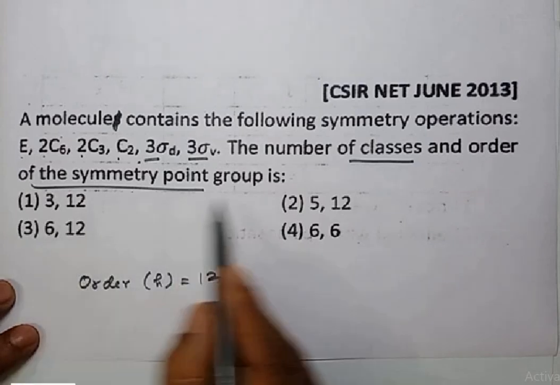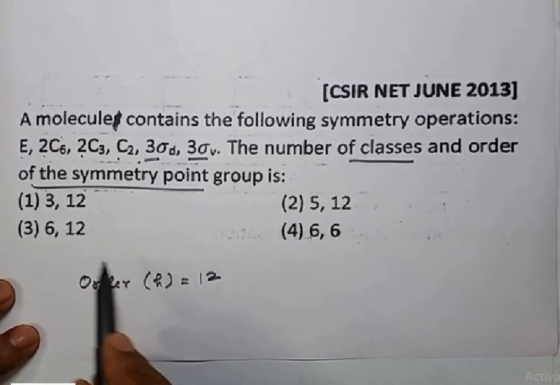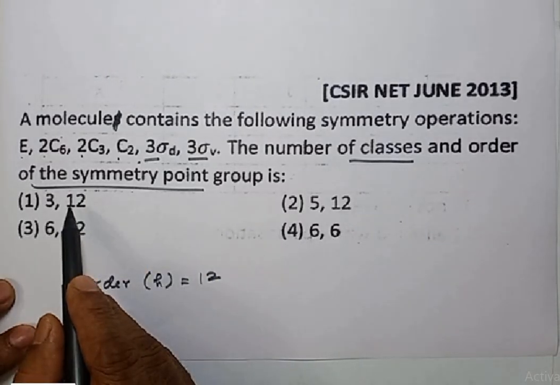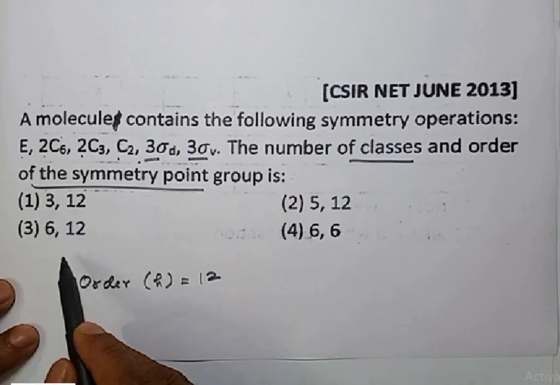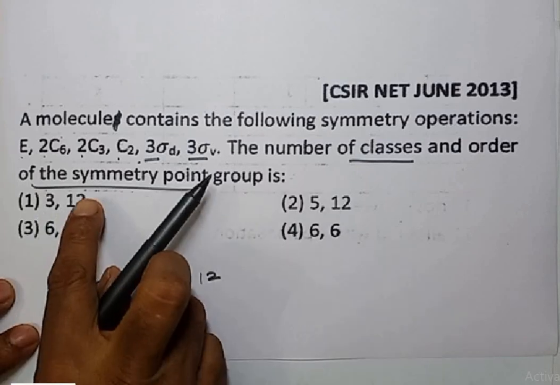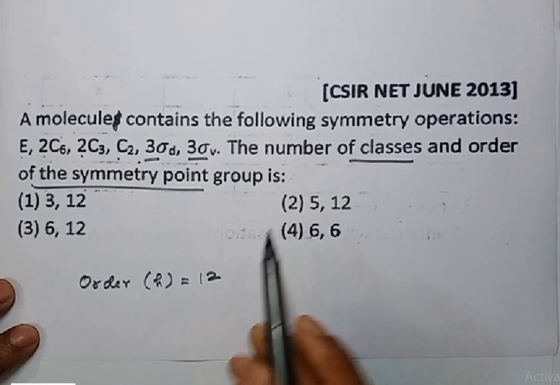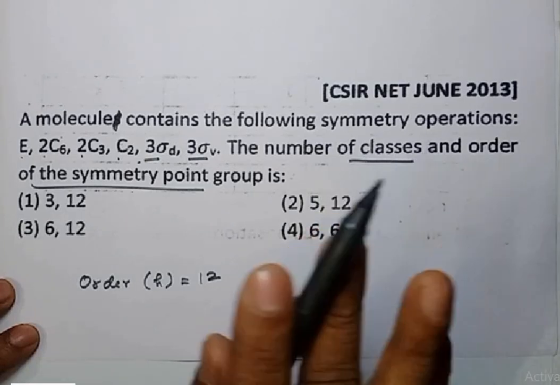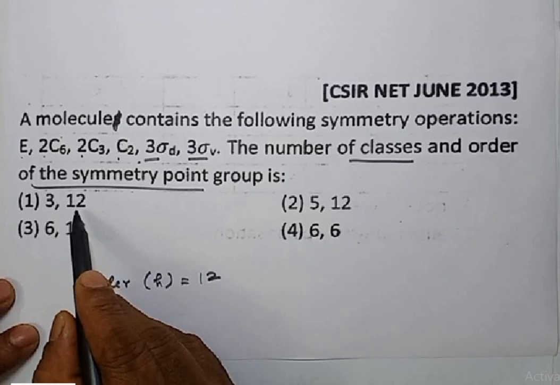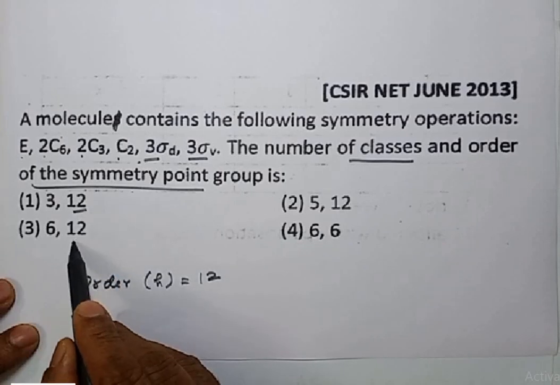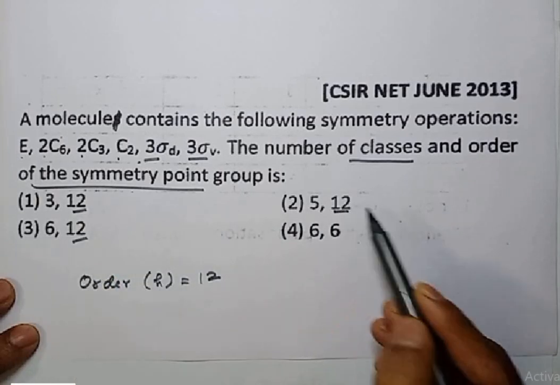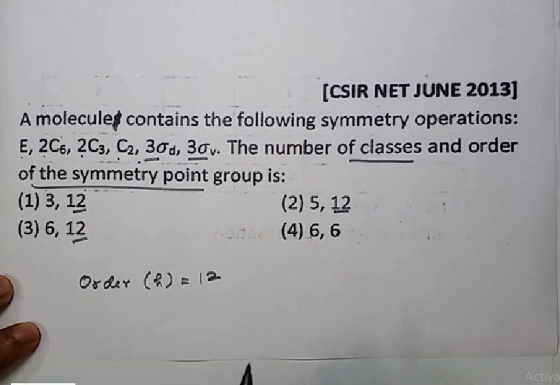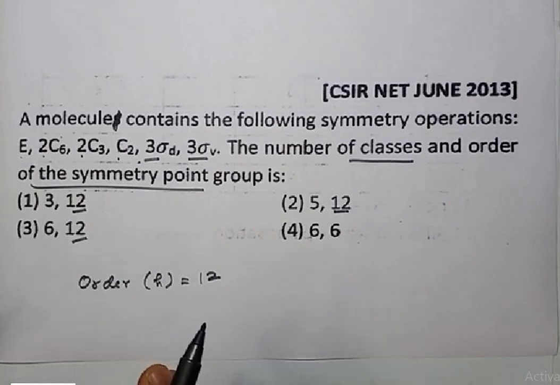But if you analyze the options, in option 1, option 2 and option 3, in all these 3 we have the number 12. See, the first number is the number of classes and the second one is the order. So the order is 12. I have 12 here, 12 here also, and 12 here also. So we need to find out the number of classes here.